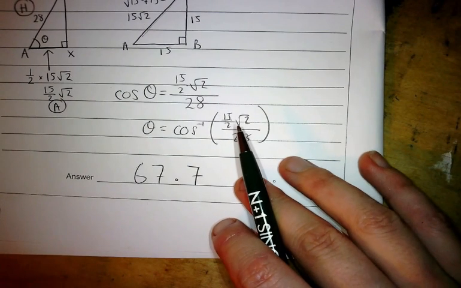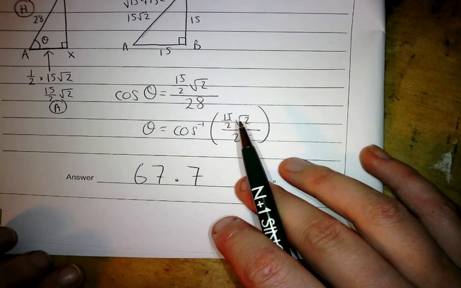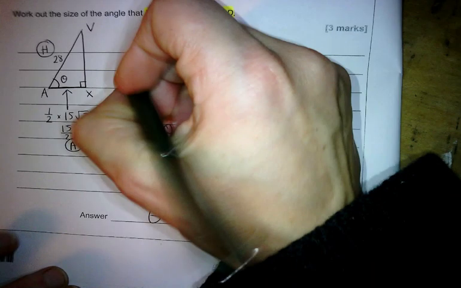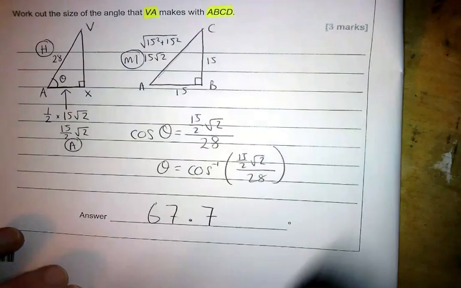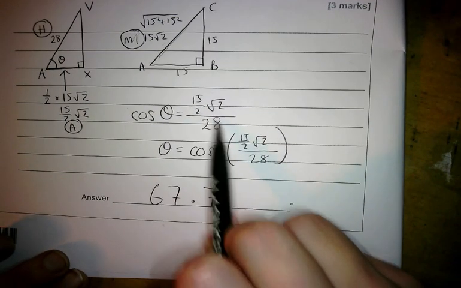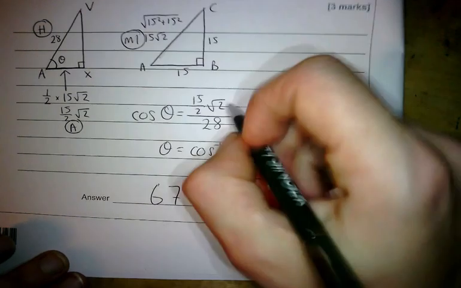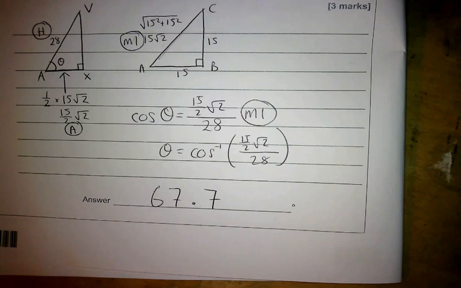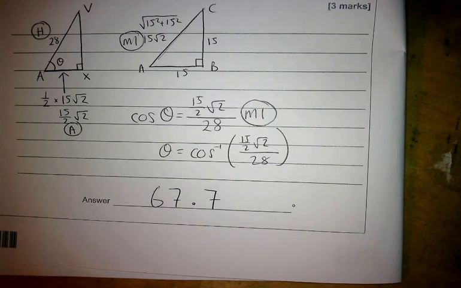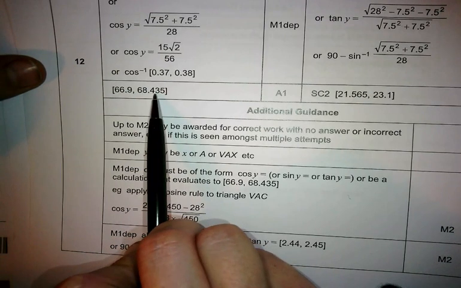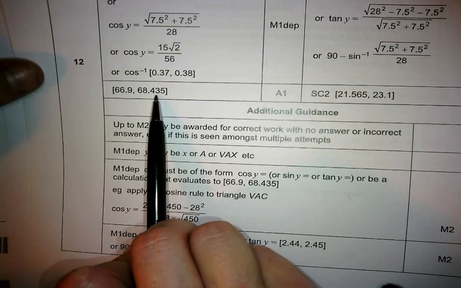Okay, you would get 1 mark for working out AC is 15 root 2. You would get 1 mark for cos theta is 15 over 2 root 2 over 28. And then full marks for an angle between 66.9 and 68.435.